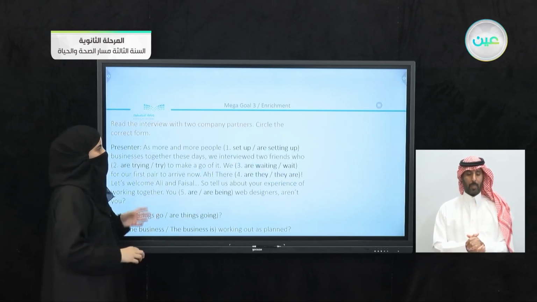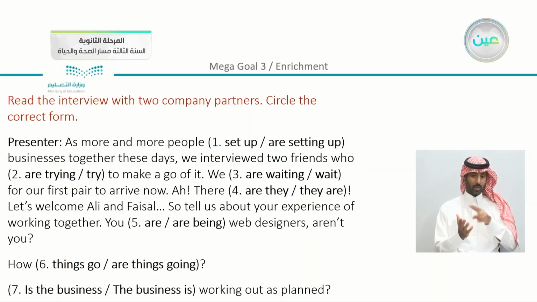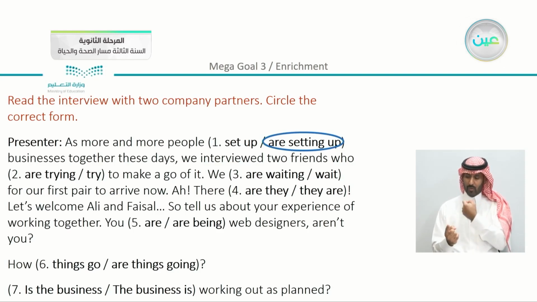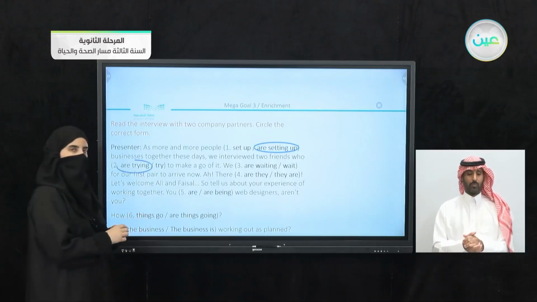Also, just to refresh your memories, we are going to do an exercise here. Now read the interview with two company partners, circle the correct form. Now the presenter says, as more and more people set up or are setting up businesses together these days. So what can we say? We can say that they are setting up. We interviewed two friends who are trying or try to make go of it. So what is correct to use? We can say that we have here, yes, the correct answer, are trying.